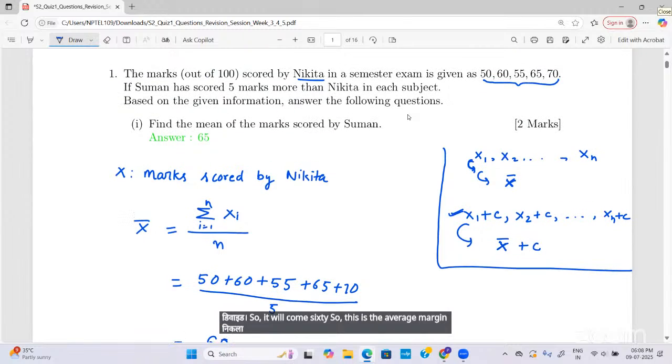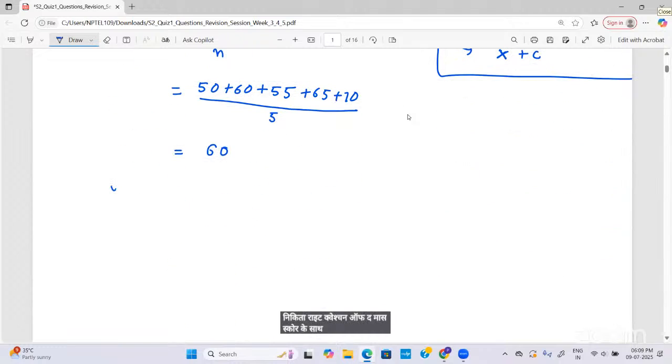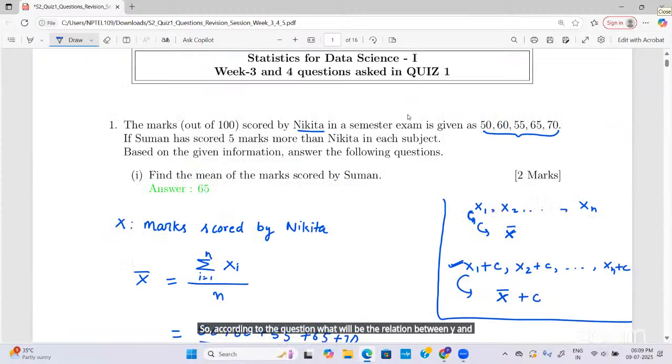In the question, we have to find the mean of the marks scored by Suman. Suppose y is a variable which represents the marks scored by Suman. So according to the question, what will be the relation between y and x? Y is equal to x bar plus 5, ma'am. Y is equal to x bar plus c.